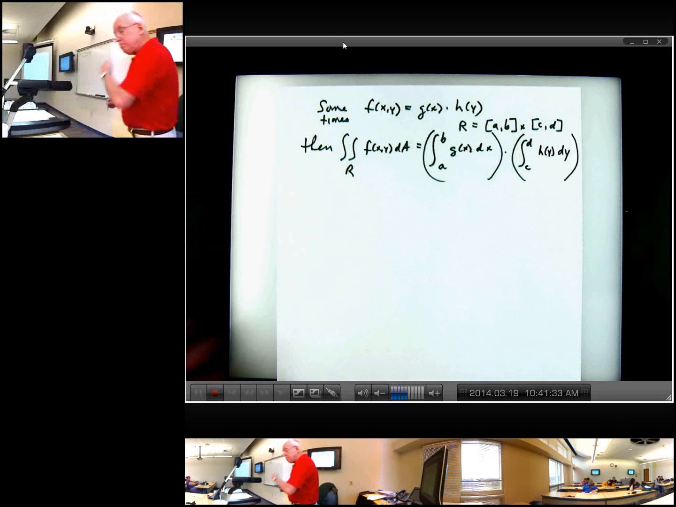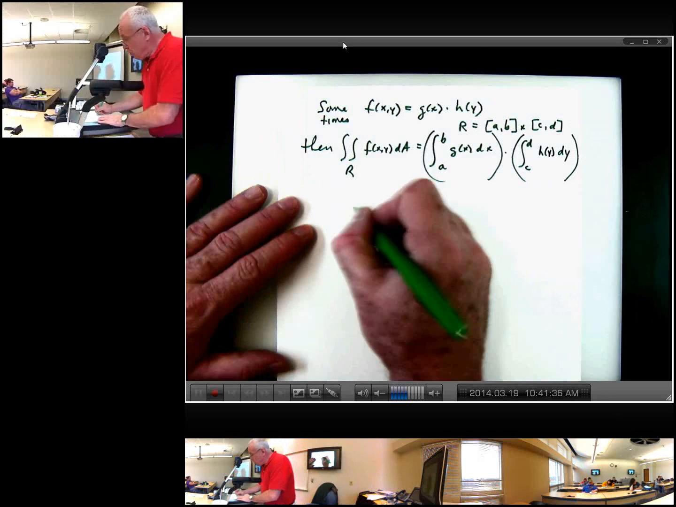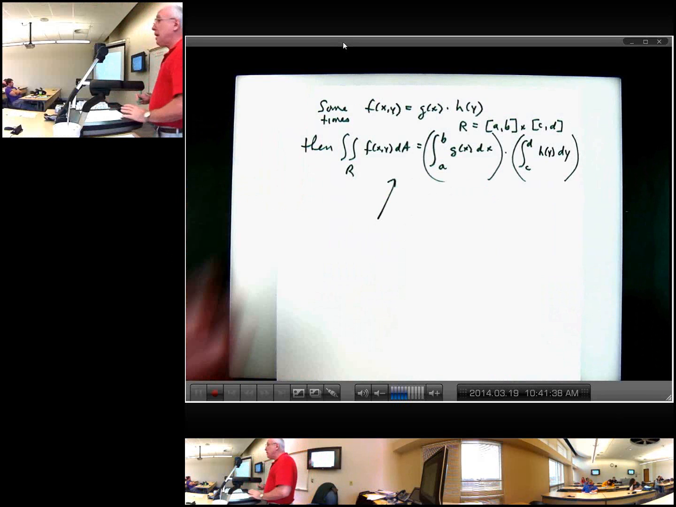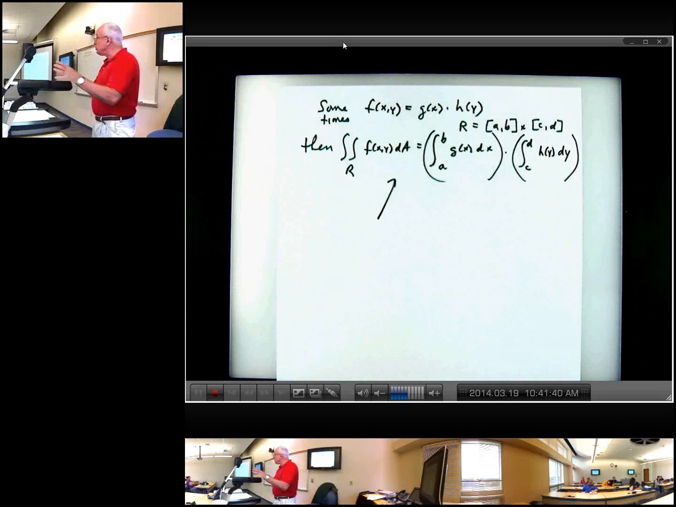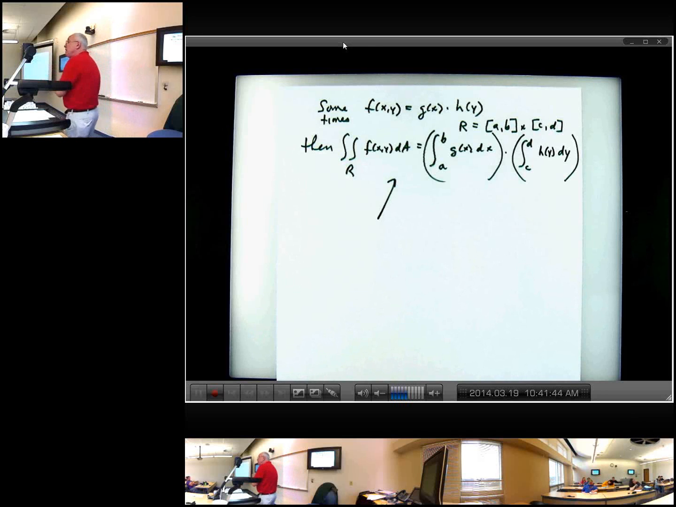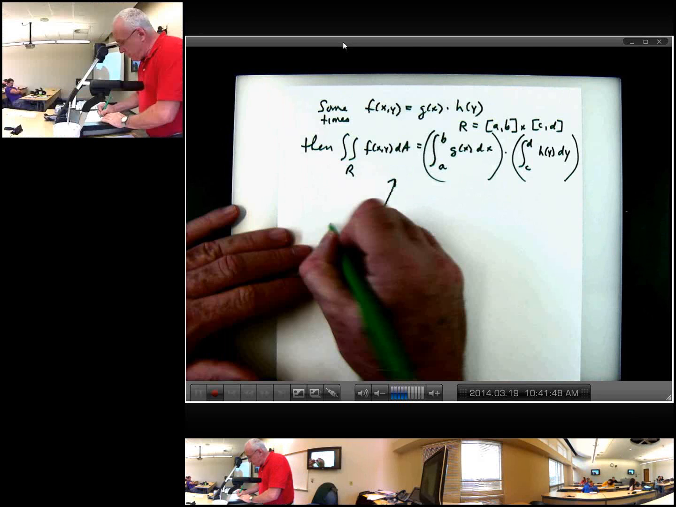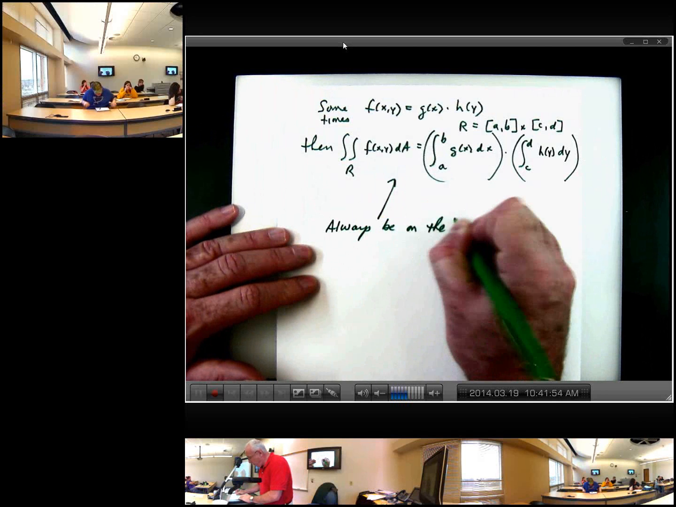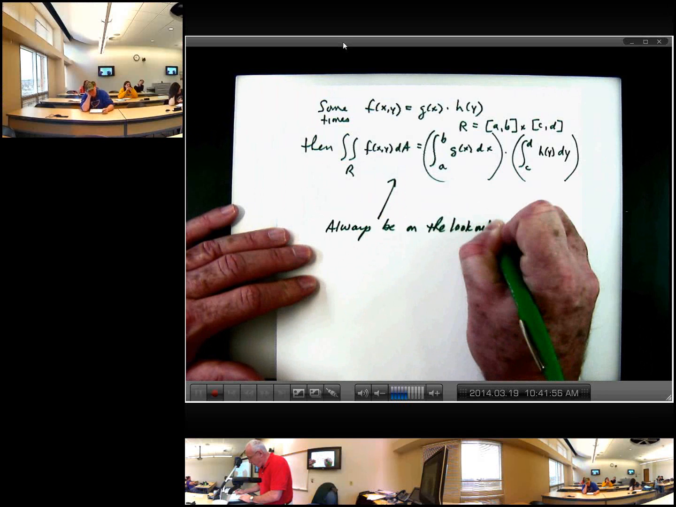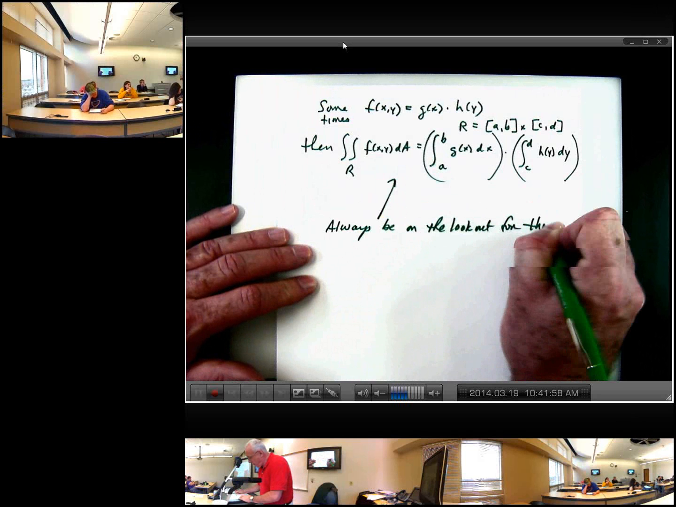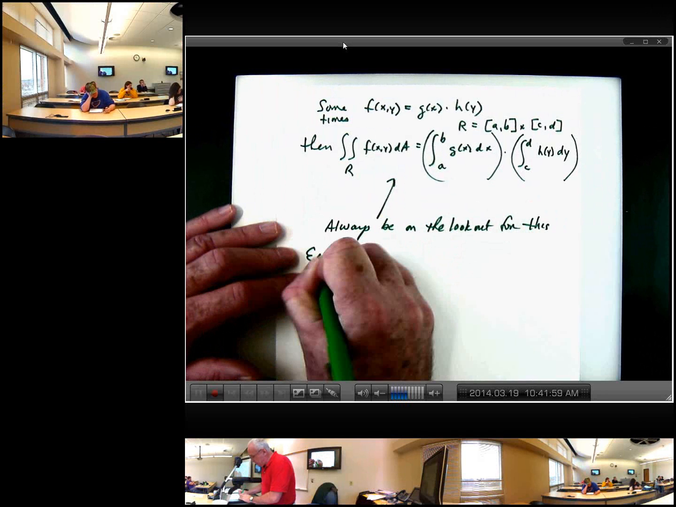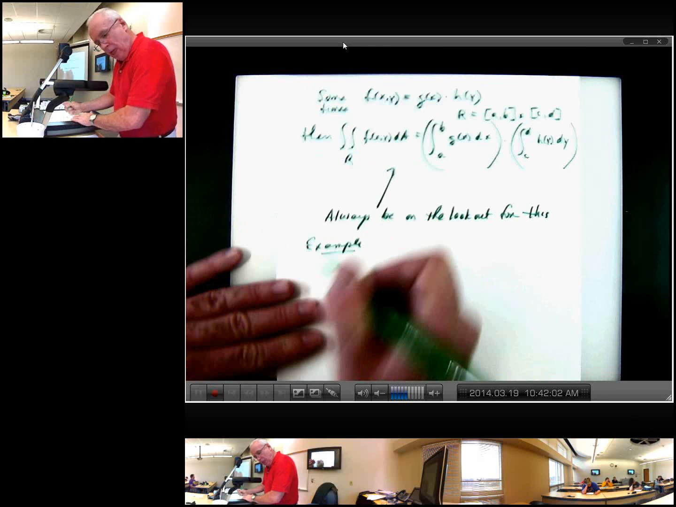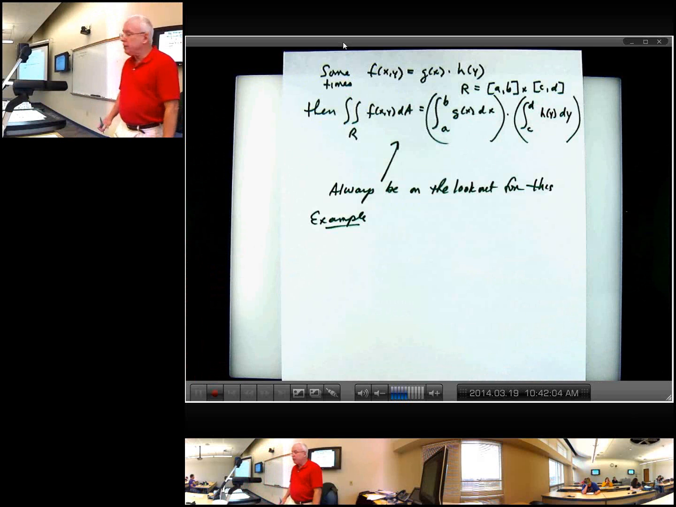On problems, you always want to be on the lookout to see if the function can be separated like that. Because if it can, you save yourself a little bit of work. So always be on the lookout for this. Okay, let's look at an example. This one I think is fairly obvious.